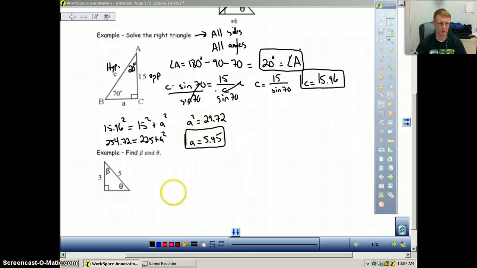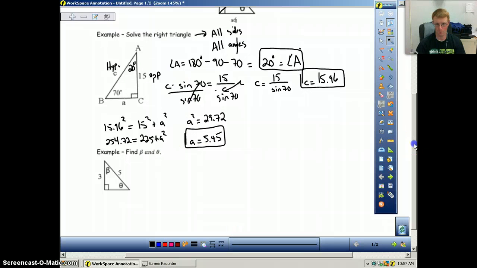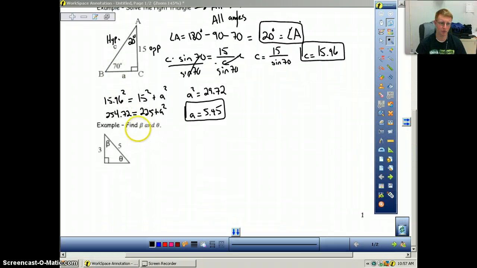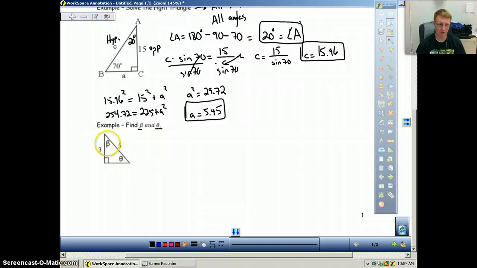Okay, so in our next example, here we are just looking for missing angles. So this is a little bit different method. What you notice is we don't have any of our angles except for the 90 degrees. So it's impossible for us to guess or know what our beta and our theta will be. But what we can do is we can still use trig functions. So watch what I do here. I'm going to set this up.